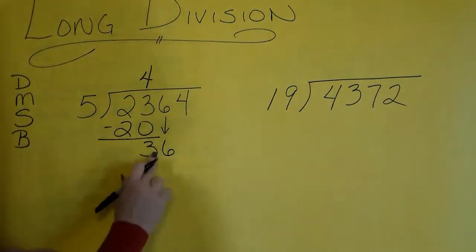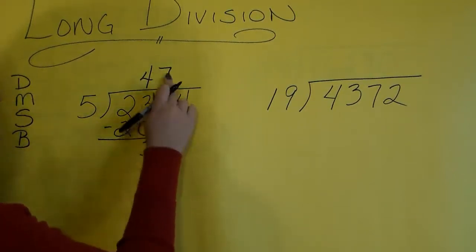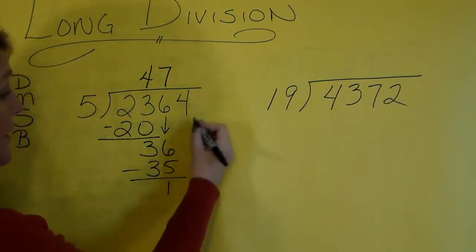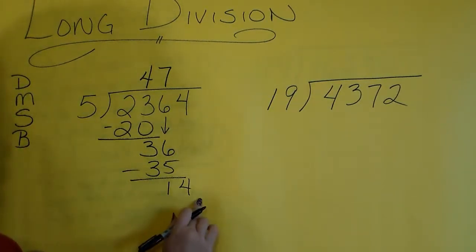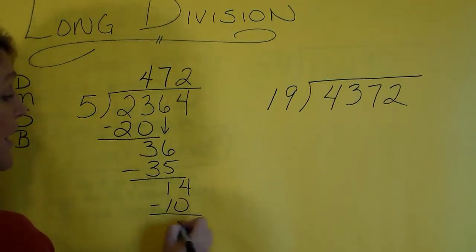So the next, how many times does 5 go into 36? Well, 5 goes into 35 7 times, and that 7 goes right above the 6. 7 times 5 is 35. Subtract, you get 1. You bring down the 4. 5 goes into 14 twice. 2 times 5 is 10, subtract, and 4.